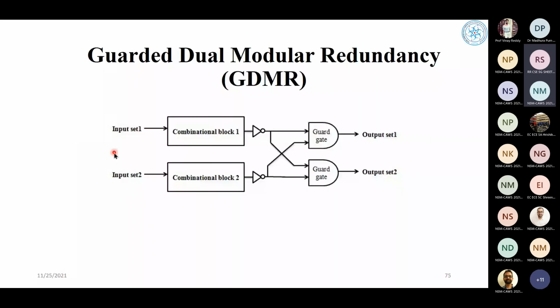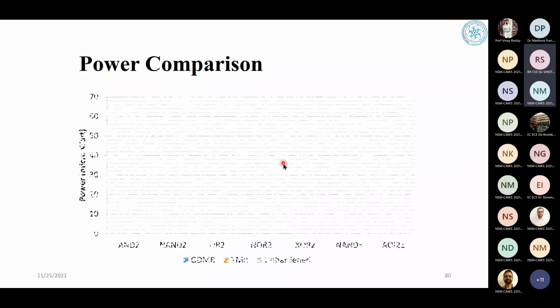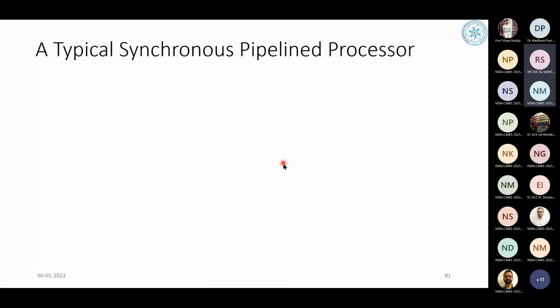I have a question. Ma'am, how are you comparing? How do you calculate the area and power in synchronous and asynchronous? Can you tell a little bit about that?